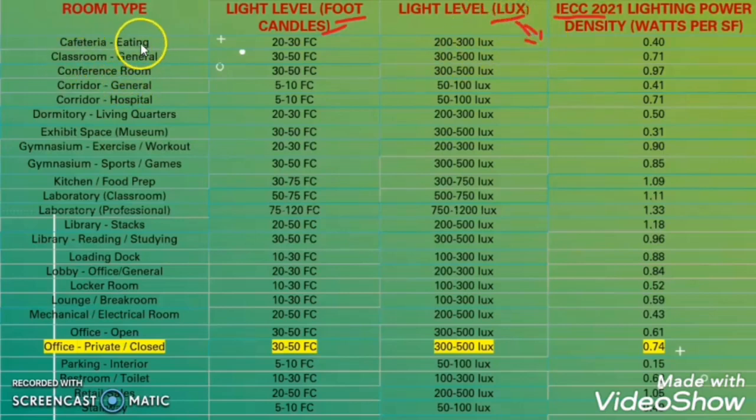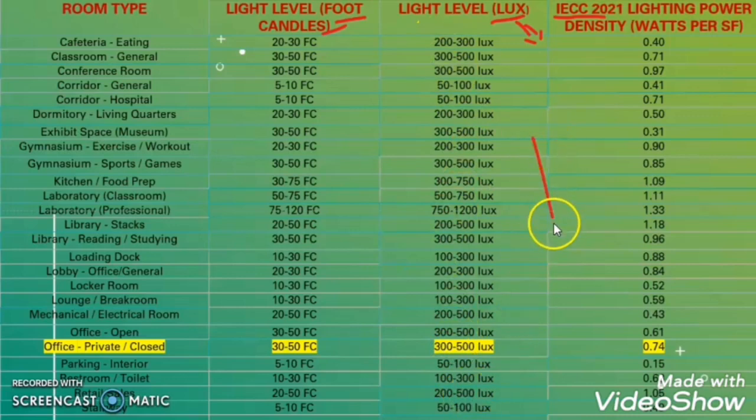Like for a cafeteria eating area, the required lux level is 200 to 300 lux. In the same way, for a general classroom 300 to 500, conference room 300 to 500, corridor general 50 to 100. So for different areas like hospital, gym, kitchen, laboratory, library, loading dock, locker room, lounge, mechanical room, office private and open, parking, restaurant, railway, stairway, there is a different lux level requirement.